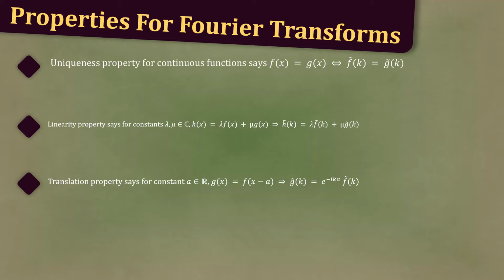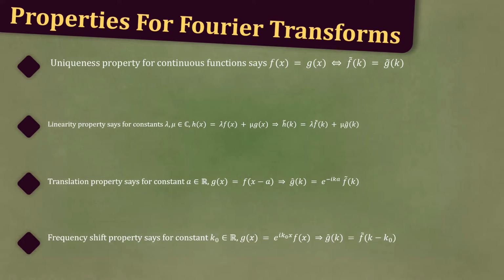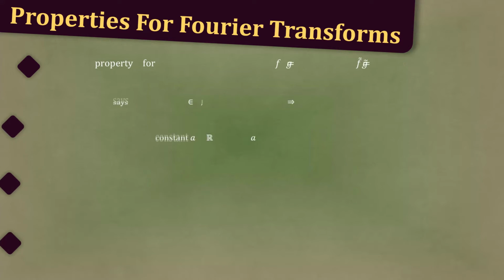The translation property says that for constant a, a real number, we have that g(x) equaling f(x minus a) implies that g̃(k) is equal to e^(-ika) times f̃(k). The frequency shift property says that for a constant k₀, a real number, we have that g(x) equaling e^(ik₀x) times f(x) implies that g̃(k) is equal to f̃(k minus k₀).